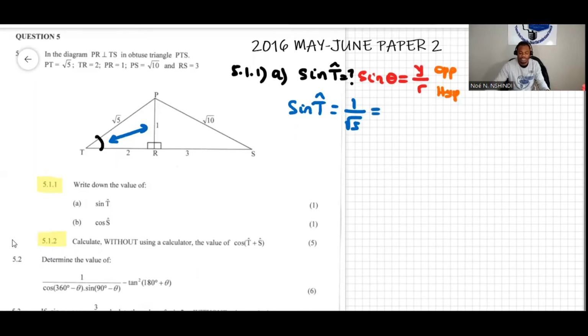or someone can also rationalize this. This is equivalent to 1 times root 5 over 5. It's the same thing. Let me show my work. We have 1 over root 5. So what I do here is I multiply the denominator by root 5, and I multiply the numerator also by root 5. This makes root 5 over 5. So we can stop, but I prefer to stop here.